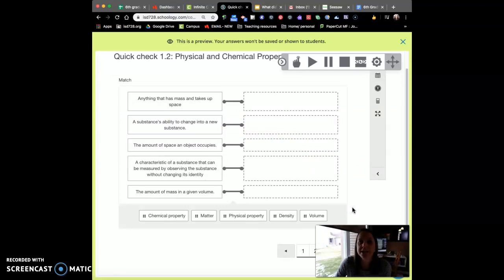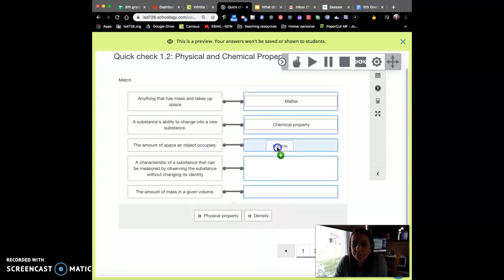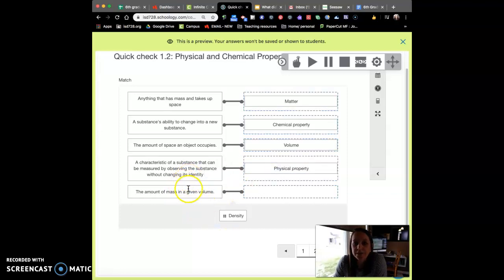This one we are finding the definition. Anything that has mass and takes up space, that is the definition of matter. A substance's ability to change into a new substance, we just talked about that one, that's a chemical property. The amount of space an object occupies is its volume. A characteristic of a substance that can be measured by observing the substance without changing its identity, that tells us it's a physical property. And then the amount of mass in a given volume is the density.